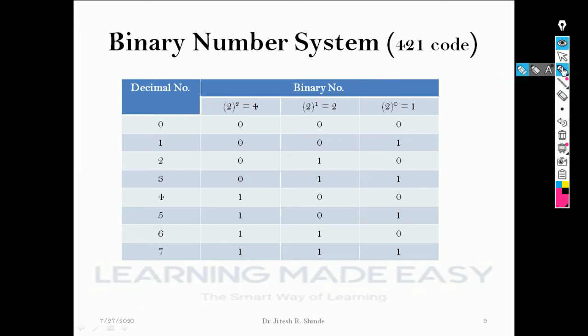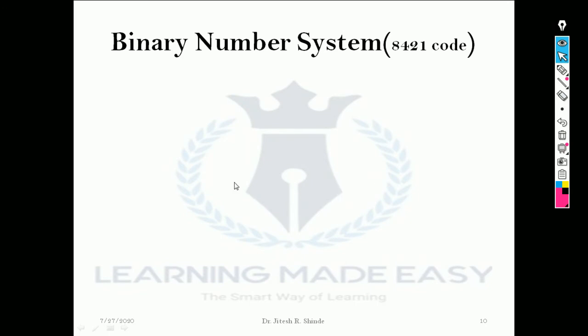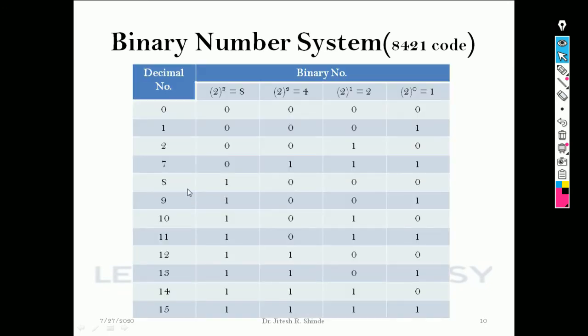The next table will give a clearer idea regarding the 8421 code. This is the table. Suppose we want to write 15. How can we write 15? 8 plus 4 is 12, plus 2 is 14, plus 1 is 15. So the digits corresponding to 8, 4, 2 and 1 are all 4 digits involved in the addition, hence 1 has been written in each.